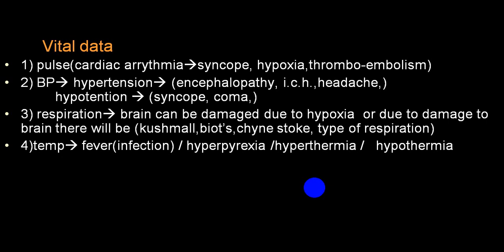In respiration, if the person has got Kussmaul's breathing, Biot's breathing, Cheyne-Stokes breathing, it suggests brainstem damage. And also a person who has got hypoxia and respiratory distress will be producing brain damage also. Very high temperature, that is hyperpyrexia, and hypothermia can also produce brain damage. And fever will be very common in infective pathophysiology and also in inflammatory pathophysiology. Hypothermia can also produce damage to the brain.